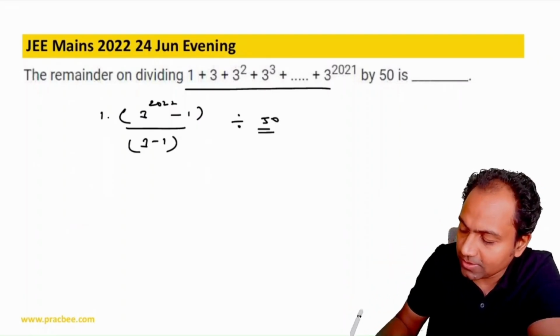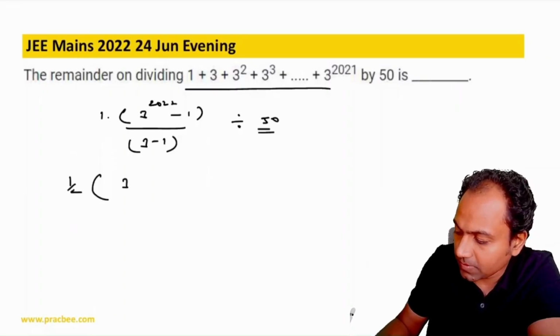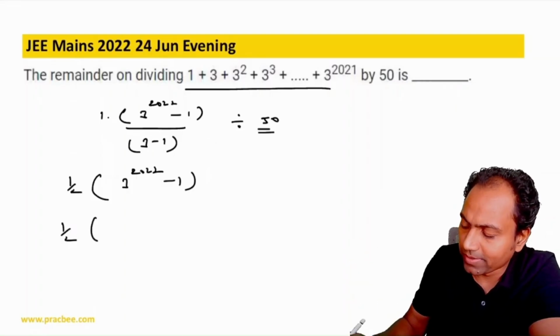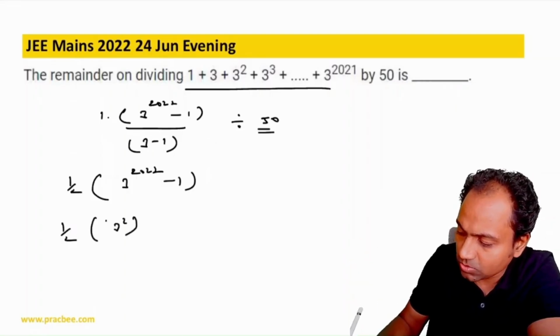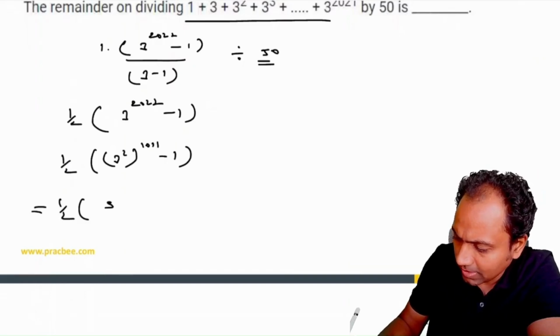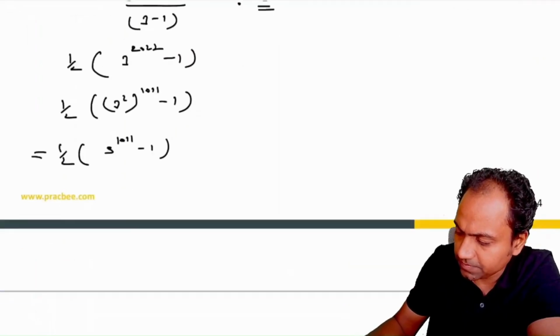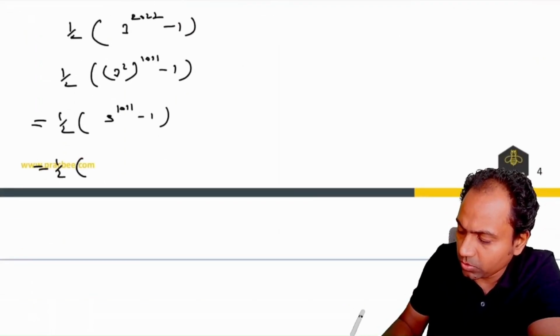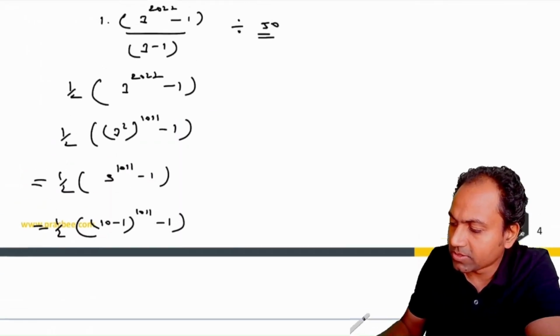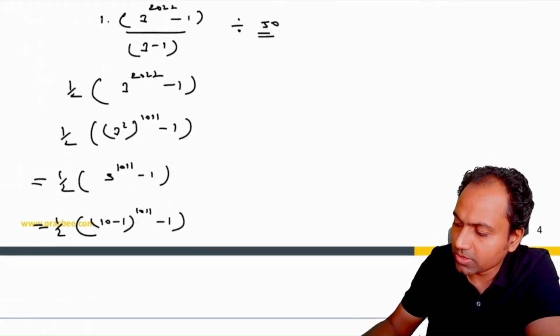So let us simplify this. This becomes 1 by 2 times 3 raised to the power 2022 minus 1. Now since I want to talk in terms of some half of 100, it makes sense that I write this as 3 square raised to the power 1011 minus 1. And I can further write this as 9 raised to the power 1011 minus 1. And if I do that, I can write this further as nothing but 10 minus 1 raised to the power 1011, minus 1. What is the benefit of doing this? That we are going to see in the consecutive steps.